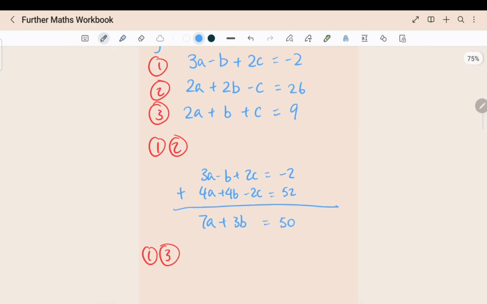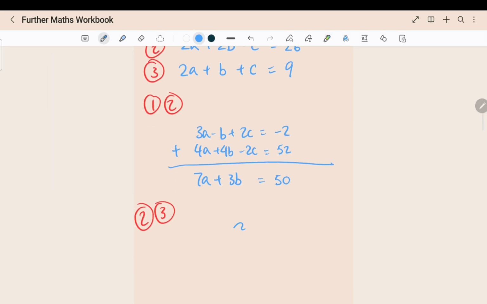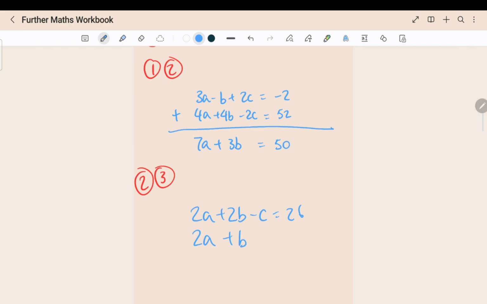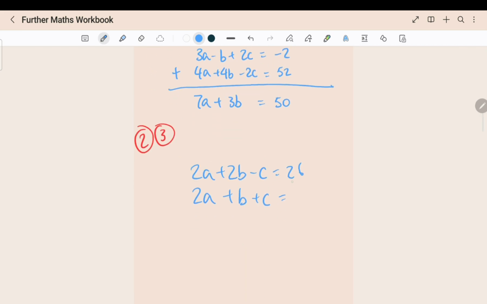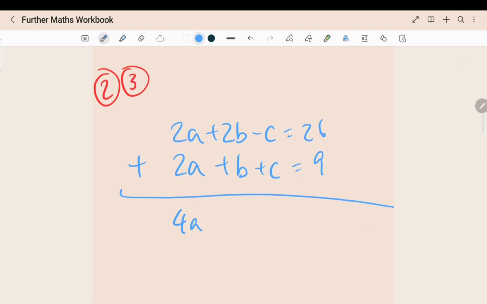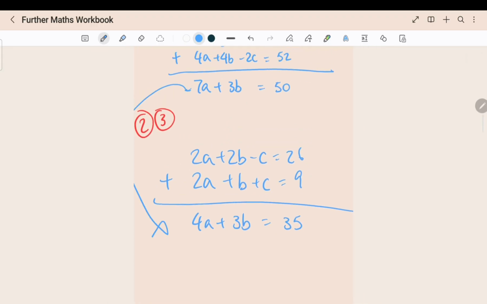And next I'm going to try to eliminate 1 and 3. Let's have a look what I can do with 1 and 3. Actually, I'm going to do 2 and 3 in this case because they cancel out a bit nicer. So if I do 2 and 3, I get 2a plus 2b minus c equals 26, and 2a plus b plus c equals 9. So if I add these two equations, the c will cancel out, so I get 4a plus 3b equals 35.